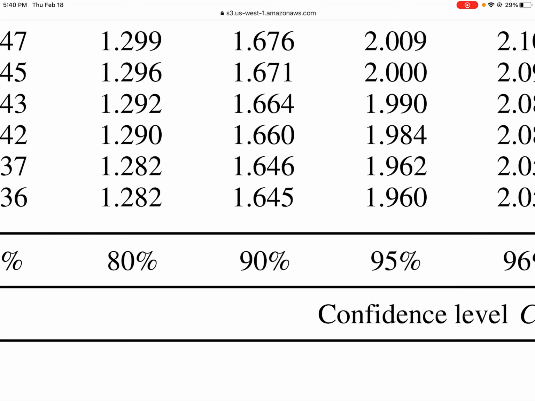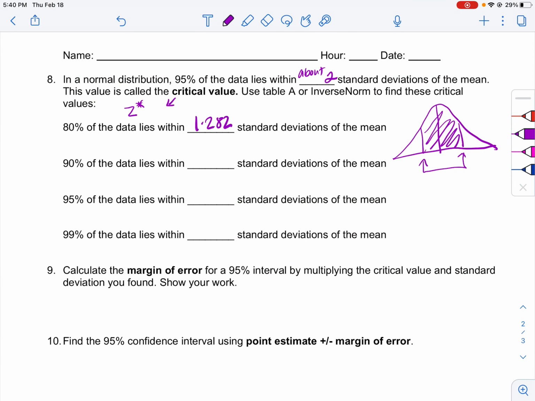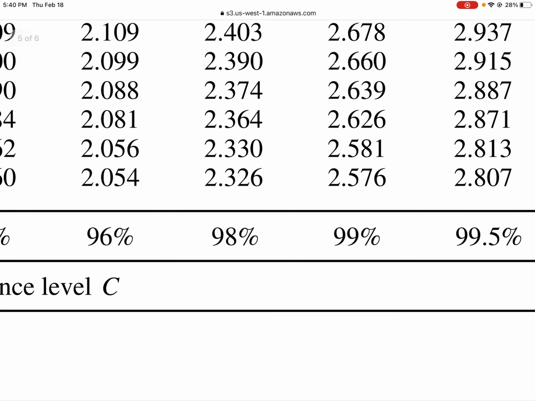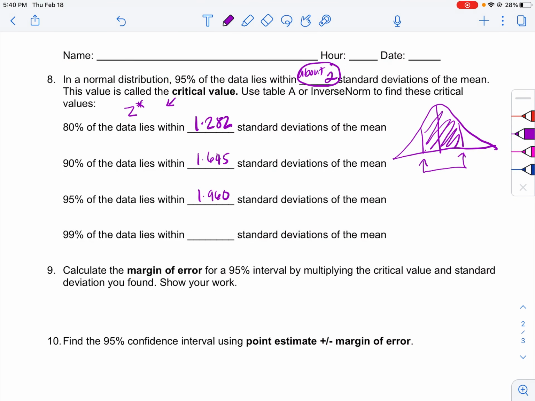Okay, so let's go back to our picture here. 90% would be 1.645. 95% is 1.960. So when I say about 2 standard deviations, I really meant 1.96. Does that make sense? 99%, I should have also done. 99% all the way here, the number on top is 2.576. So that is 2.576.